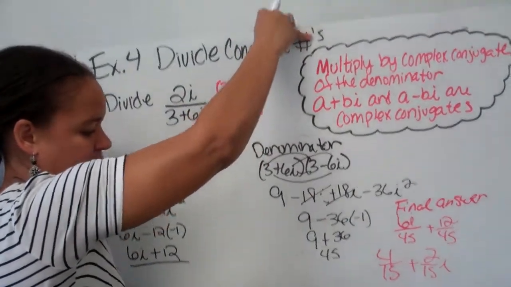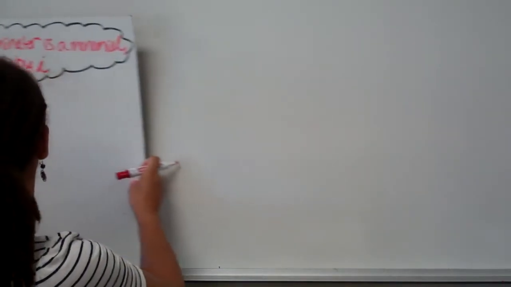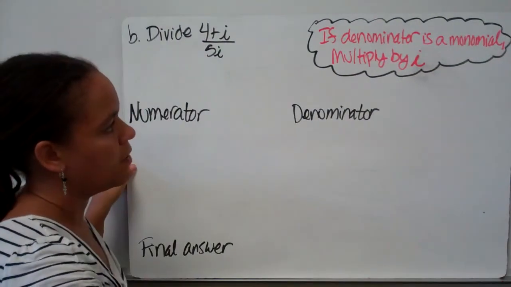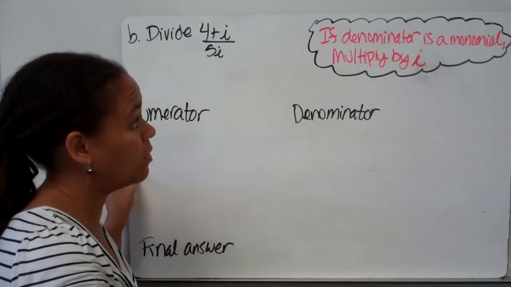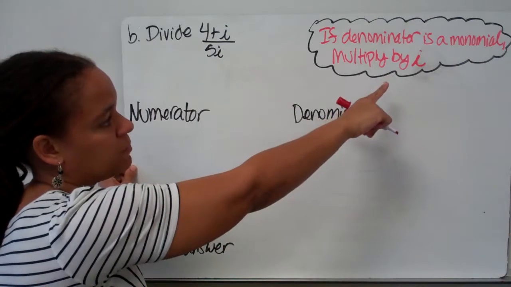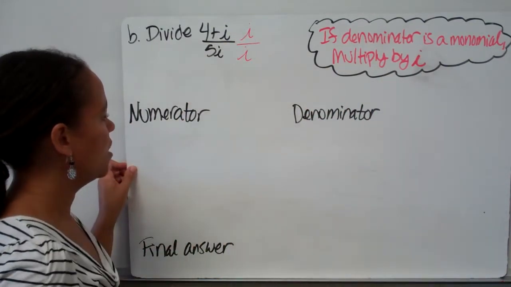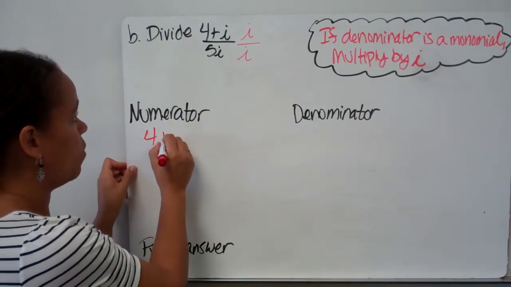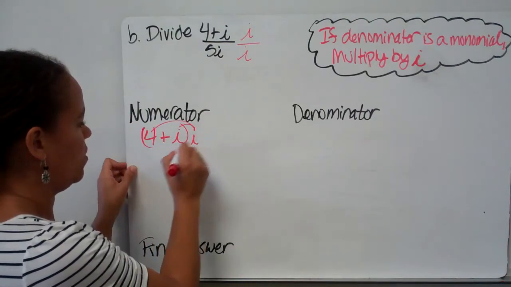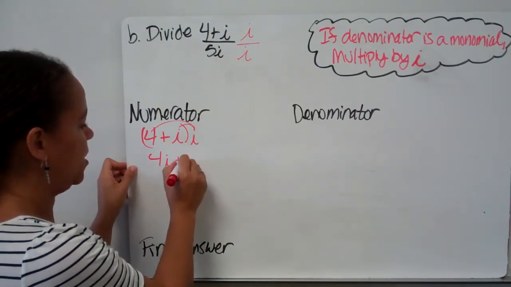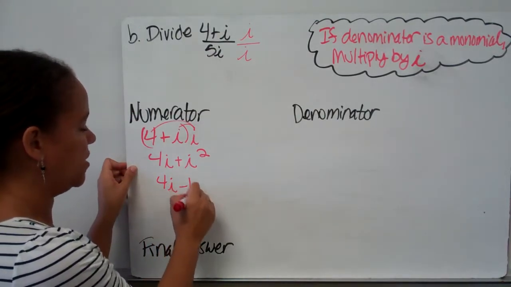All right, last example. If you're dividing and your denominator is a monomial, meaning it's not a binomial, it's just one term, what we're going to do is multiply by i. So we're going to multiply by i over i. In the numerator, that means this would be 4 plus i times i. So we would have 4i plus i squared. That's negative 1, so 4i minus 1.